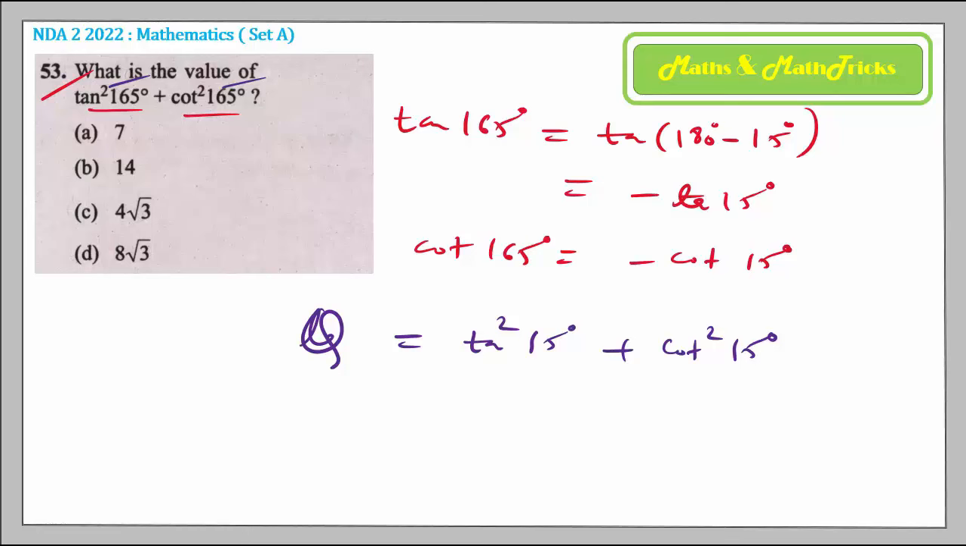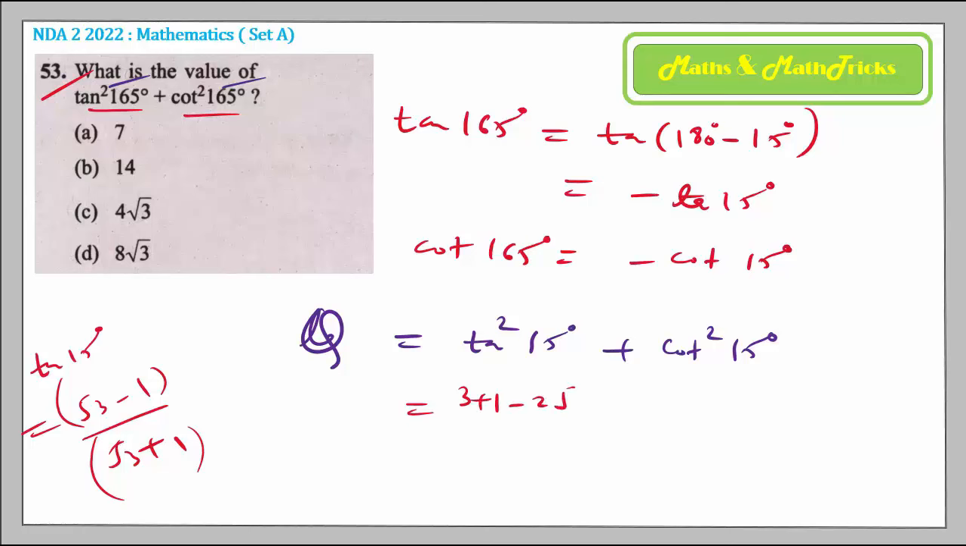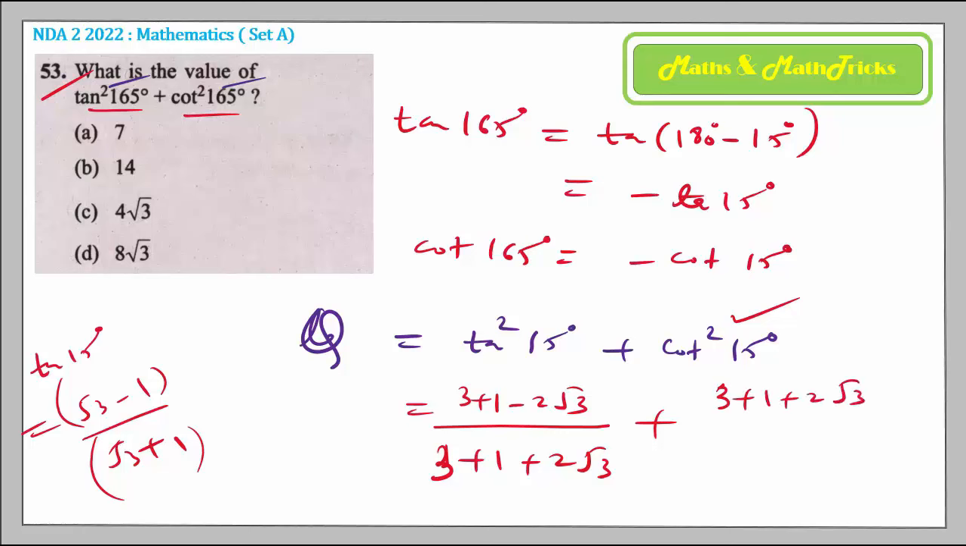And tan 15 value we know very well, many times we used it. So it is root 3 minus 1 by root 3 plus 1 and cot will be its reciprocal. So what is the square value then? Square the numerator and square the denominator and write it down here. What do you get? 3 plus 1 minus 2 root 3 divided by 3 plus 1 plus 2 root 3. The same thing you write in the reciprocal manner for the cot square. So 3 plus 1 plus 2 root 3 divided by 3 plus 1 minus 2 root 3.